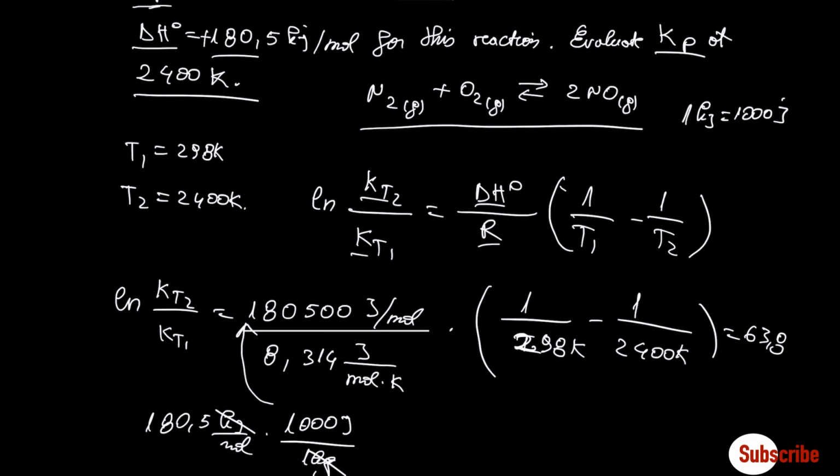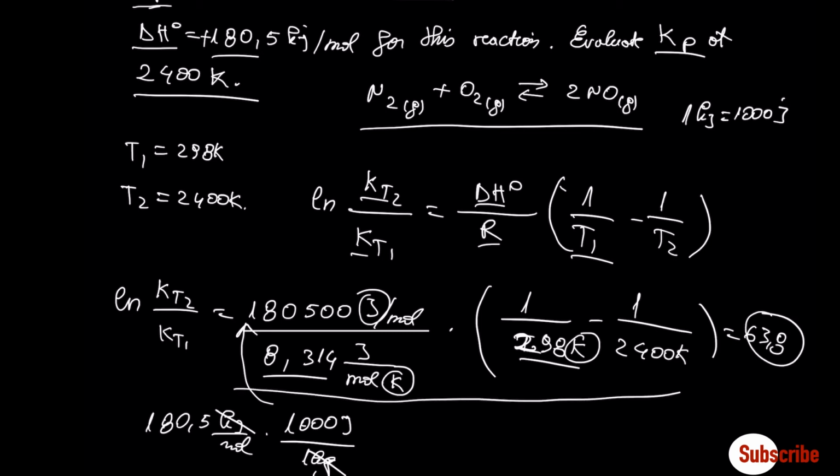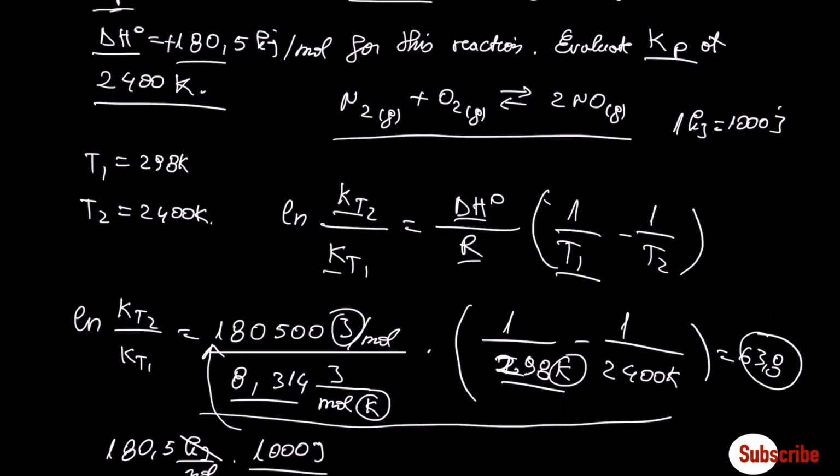Also keep in mind that the temperature should always be in Kelvin, because you have to look at R, the gas constant, which is expressed in joules per mole per Kelvin. This one requires the energy in joules and this one the temperature in Kelvin. If you evaluate the right side of the equation, this value is going to be 63.8.